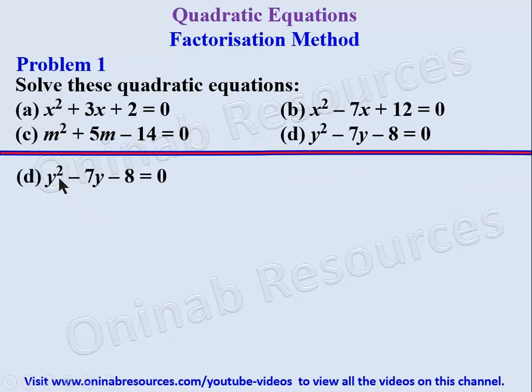For problem 1D, I have y squared minus 7y minus 8 is equal to 0. In this case, the coefficient of y squared again is 1. So I bring in my brackets, y in the bracket and y in the other bracket. So I'm going to fill in the spaces with the factors obtained from here. The constant term here is negative 8, so we are looking for factors of negative 8, and the sum we are looking for is negative 7.